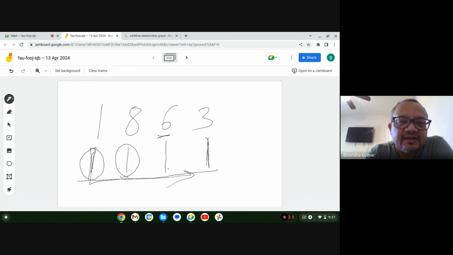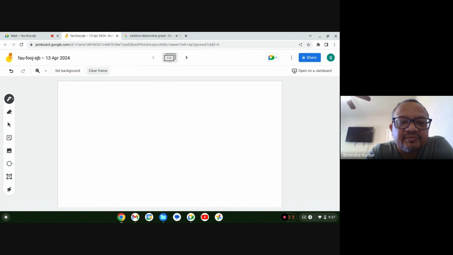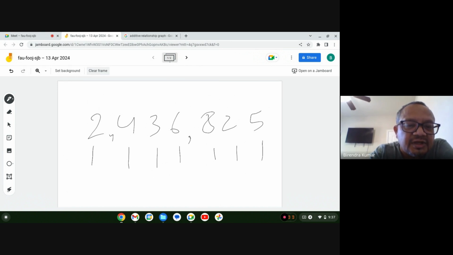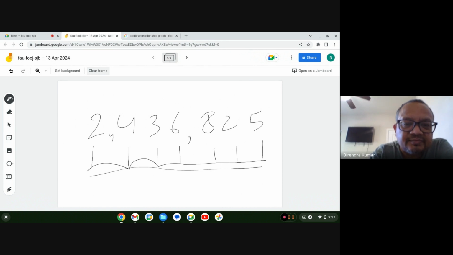Correct? Again, let's play with some bigger number. 2, 4, 3, 6, 8, 2, 5. What I'll do is I'll put a comma after every 3 numbers so that it makes it easy to read. Now unit, 10, 100, 1,000, 10,000, 100,000, million. This is the order.